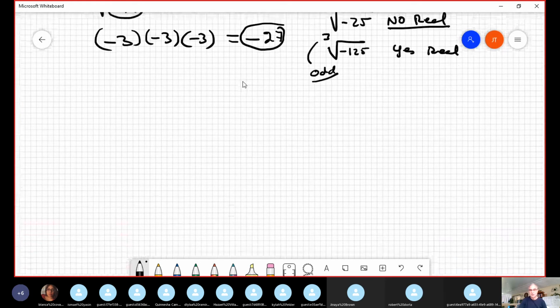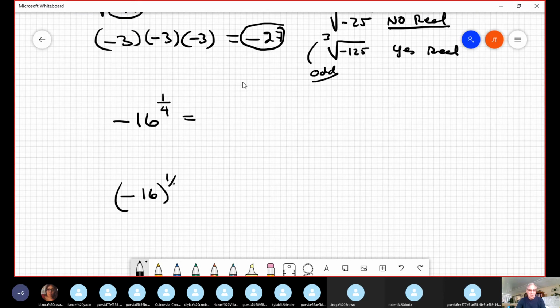Important, guys. This is an introduction for test number 5. Okay, confusing, very, very confusing. Suppose minus 16 raised to the 1/4. Another example, also very confusing: minus 16 in parentheses, raised to the 1/4.